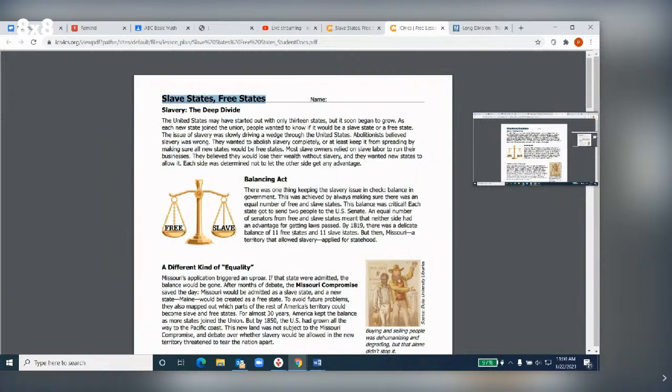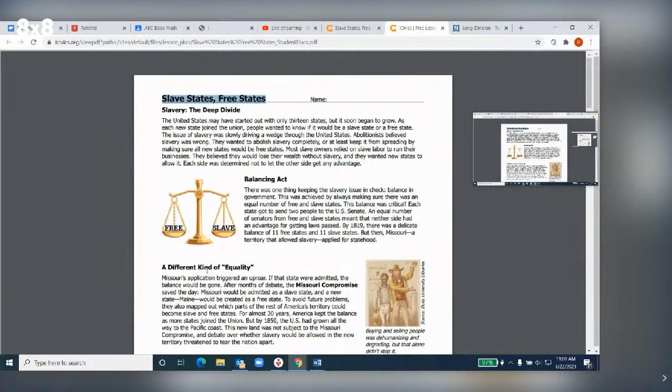11 free states and 12 slave states. So by 1819, we're up from 13 states to 22 states. But then Missouri, a territory that allowed slavery, applied for statehood. So we're going into that territory of the 23rd state, and that's an odd number. So if it was a free state, there would be more senators against slavery, or if it was a slave state, then there would be more senators in favor of slavery. So the United States didn't know what to do.